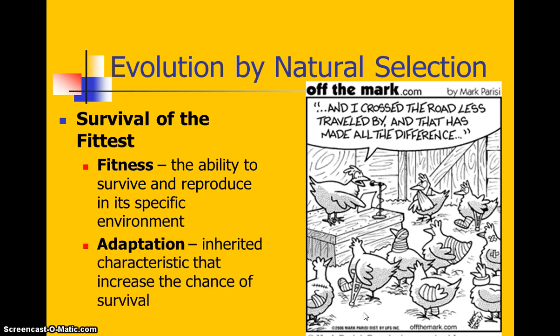Adaptations are inherited characteristics that increase the chance of survival. So what Darwin found with the Galapagos Islands and the finches and the turtles is that they adapted to their environment, and that trait got passed on from one turtle to the next so then they could survive.